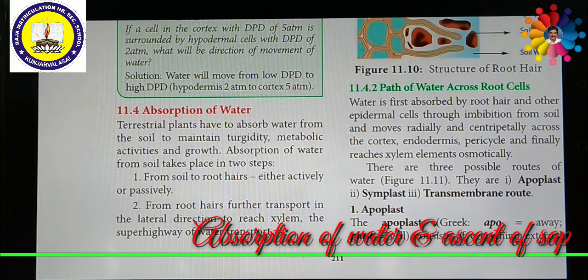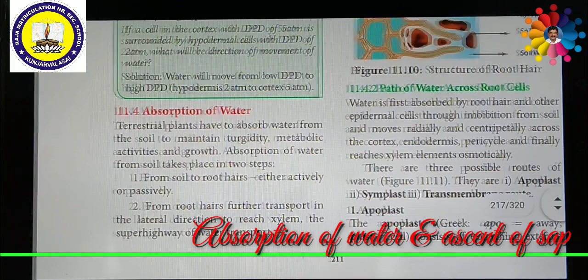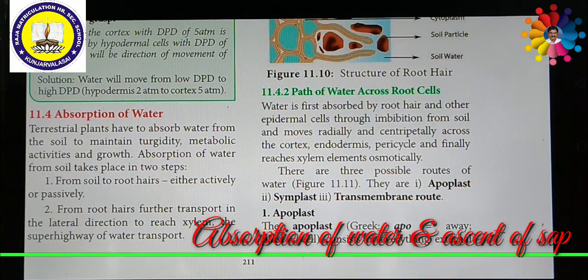This absorption of water takes place in three ways. One is apoplast, another is symplast, and third is the transmembrane route. Usually water is first absorbed by the root hair and other epidermal cells through imbibition from the soil, and moves radially and centripetally across the cortex, endodermis, pericycle and finally reaches the xylem. This is done by three different methods: apoplast, symplast and transmembrane.